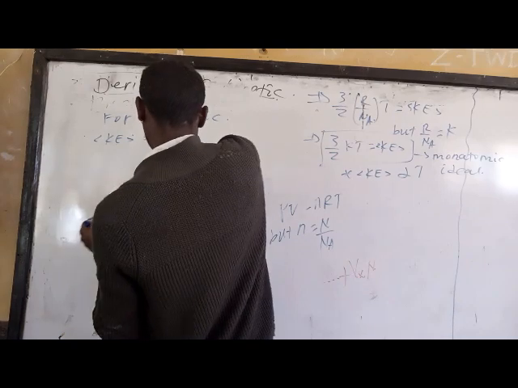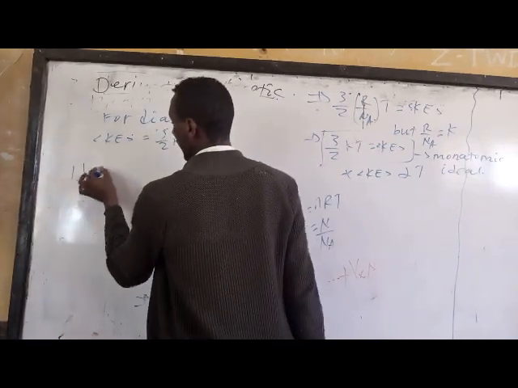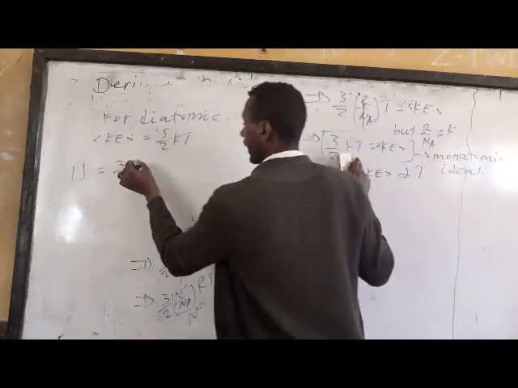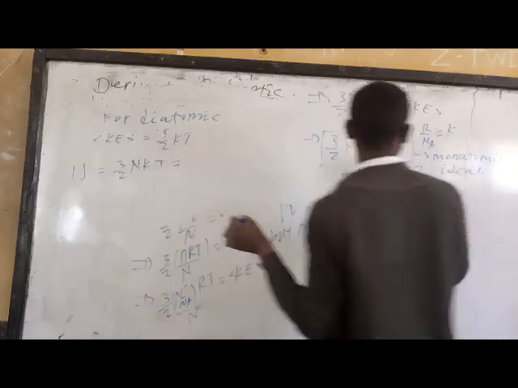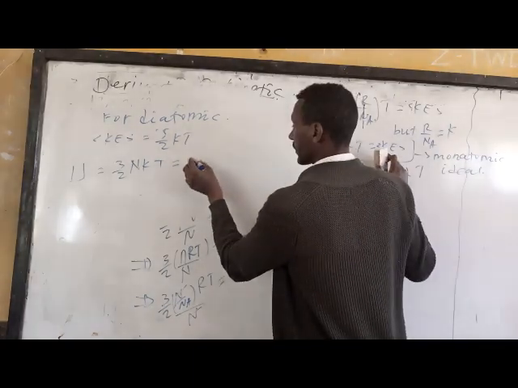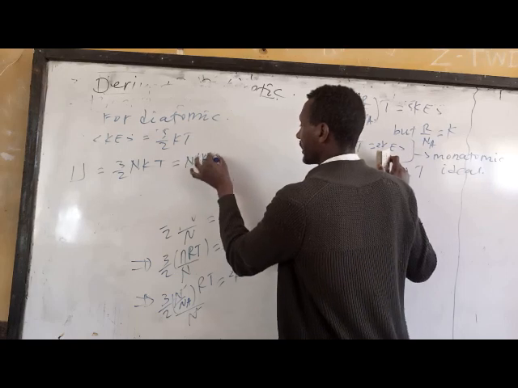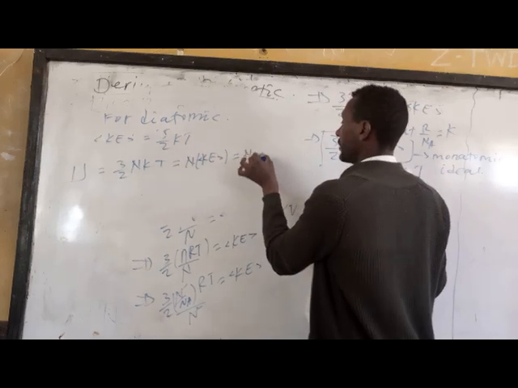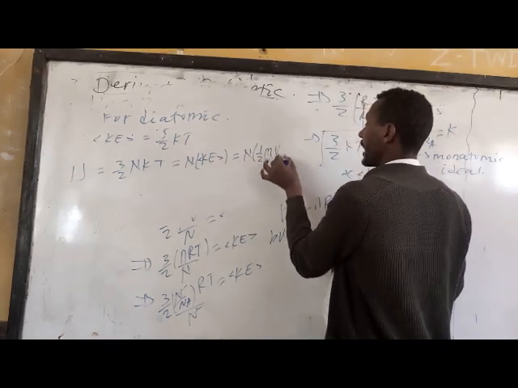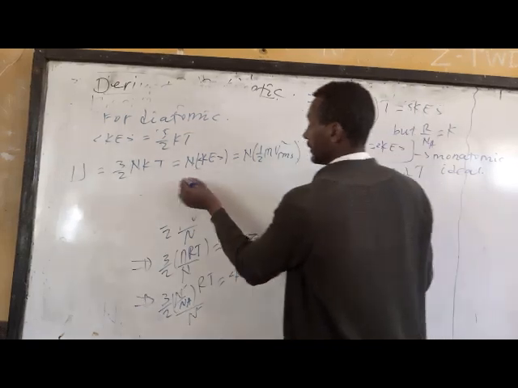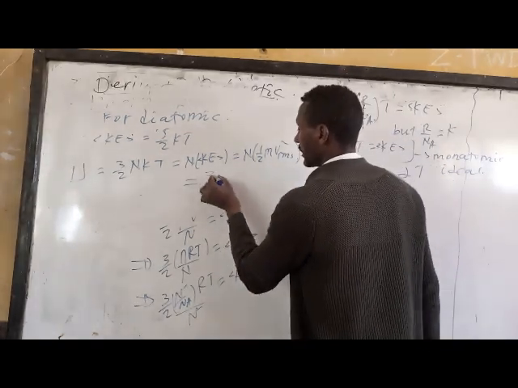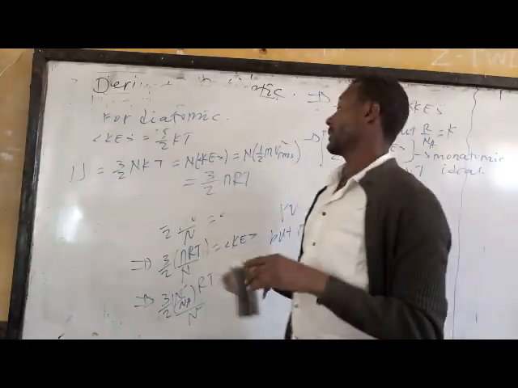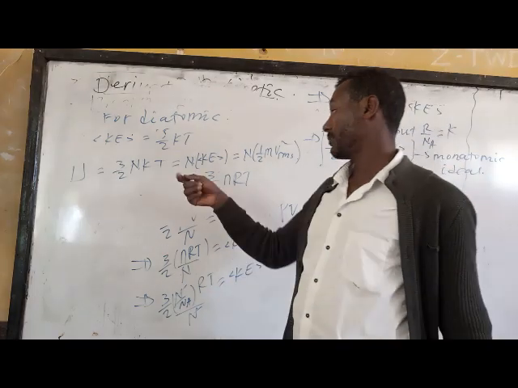If we are asked to calculate the total internal energy, it is equal to 3 over 2 N kT. This is equivalent to N times kinetic energy average. This is equivalent to N times half m v RMS squared. This is equal to 3 over 2 nRT. This indicates the total internal energy of the gas.